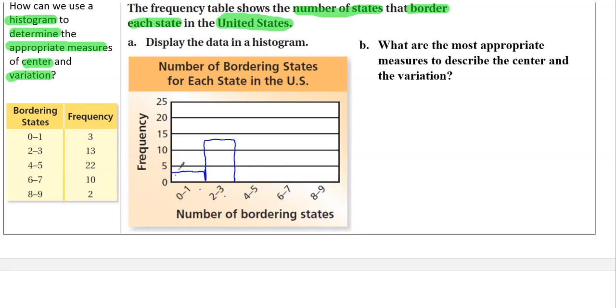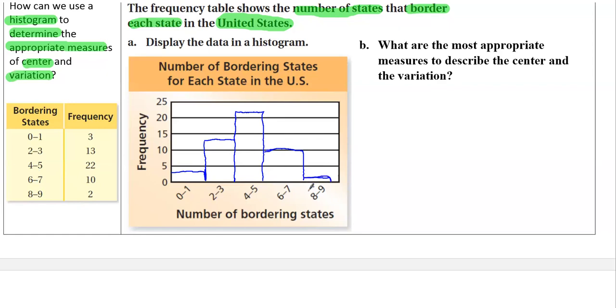4 to 5, there's 22. Whoa, a lot of those. And of course, as history has gone on in the United States, the states have gotten bigger and bigger and bigger as they moved out west. Okay, 6 to 7 states, 10. Okay, whoa, that's a big bar, whoops. And 8 to 9 is 2, just a measly little tiny 2.